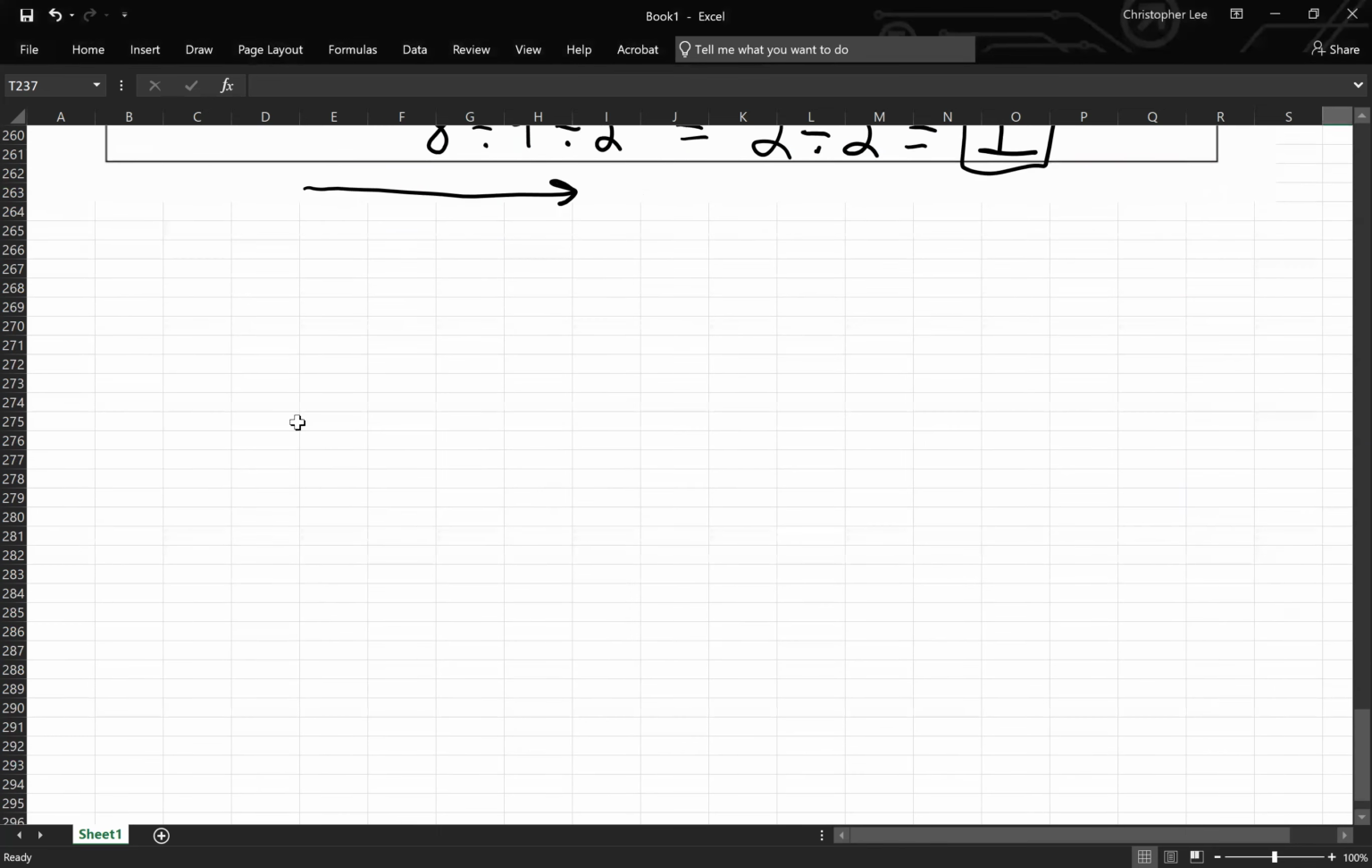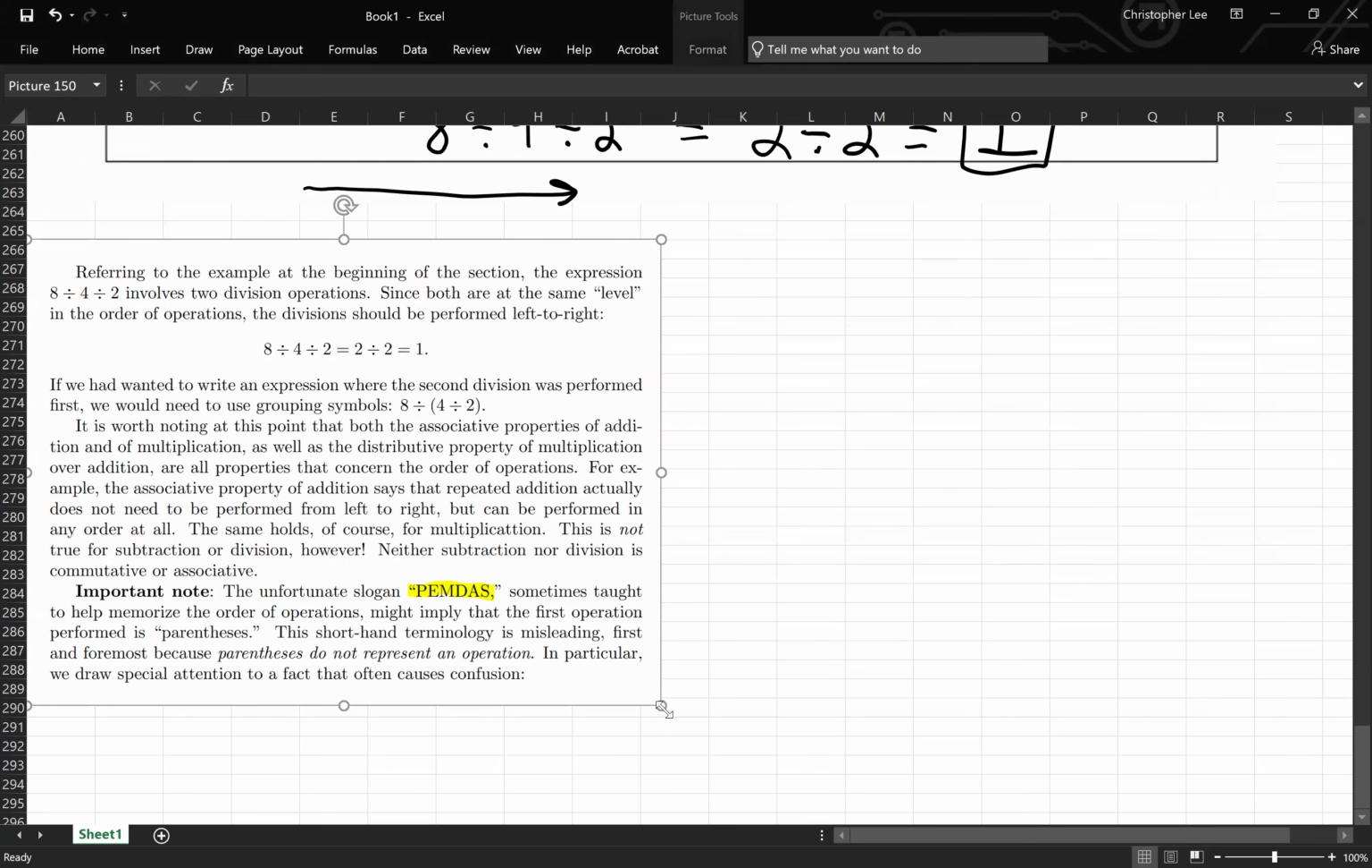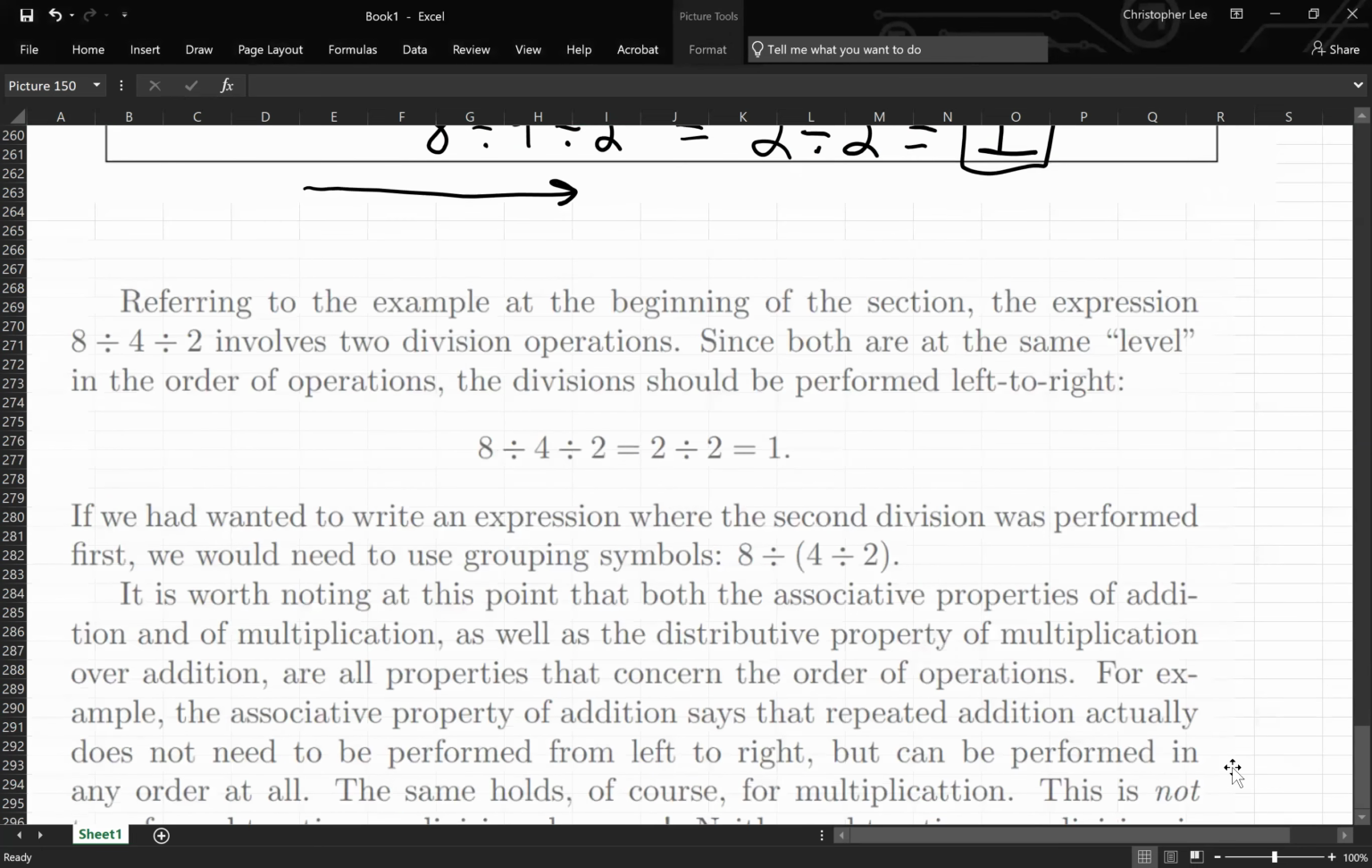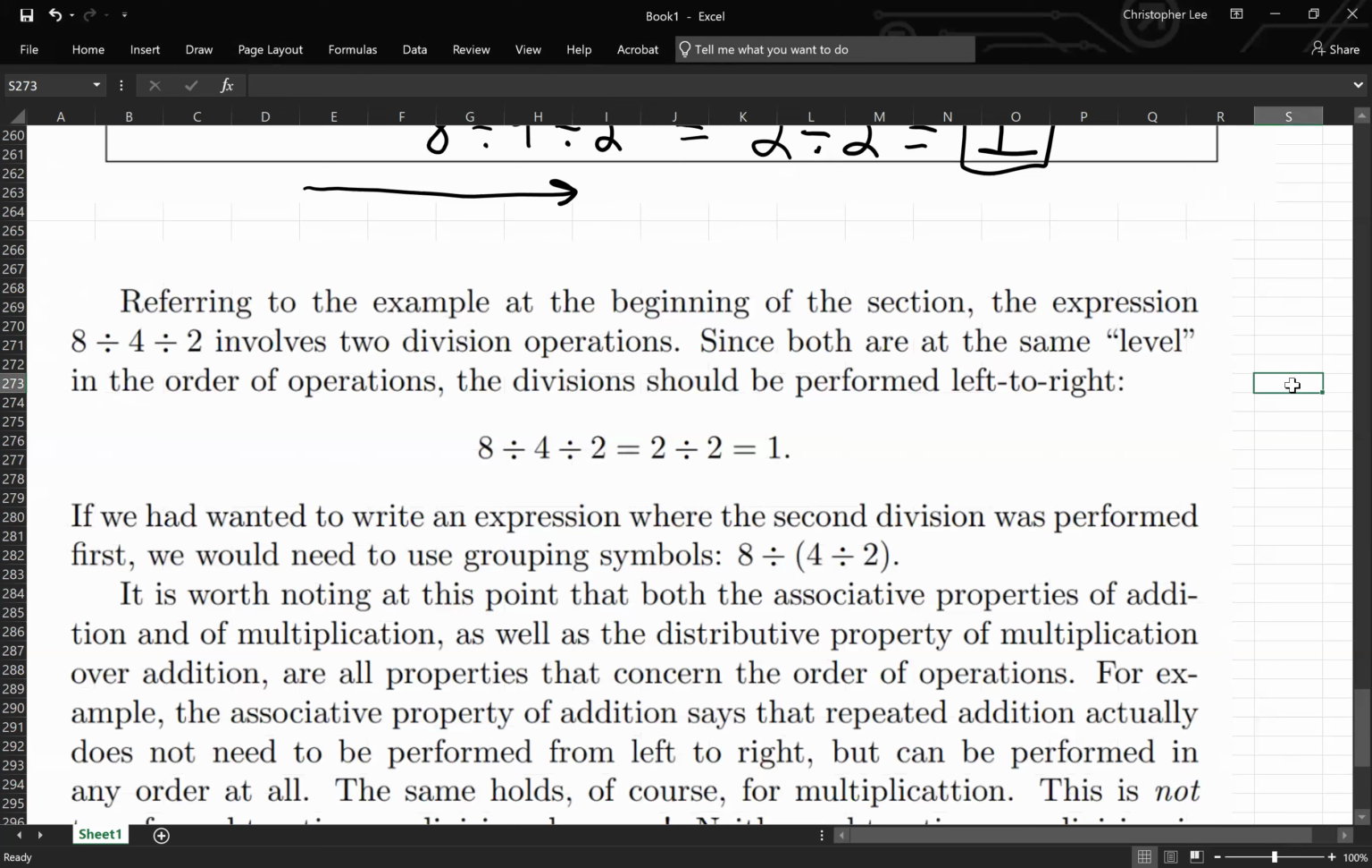Let me make some comments real quick. Referring to the example at the beginning of the section, the expression 8 divided by 4 divided by 2 involves two division operations. Since both are at the same level in the order of operations, the division should be performed from left to right. 8 divided by 4 divided by 2 is equal to 2 divided by 2, which is equal to 1.